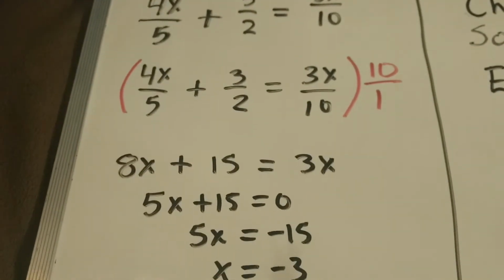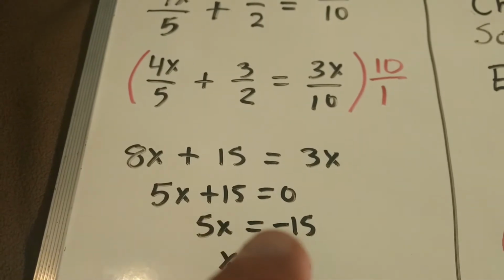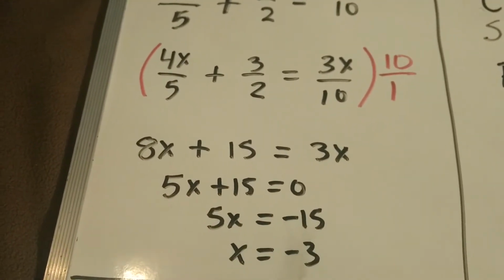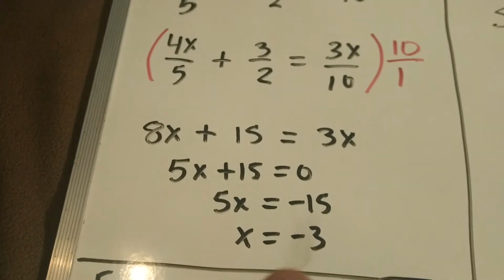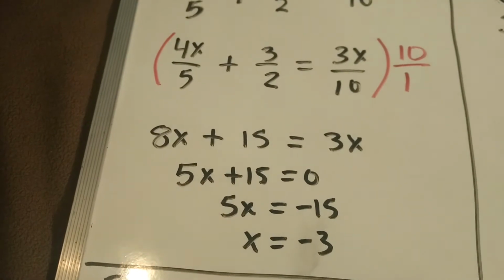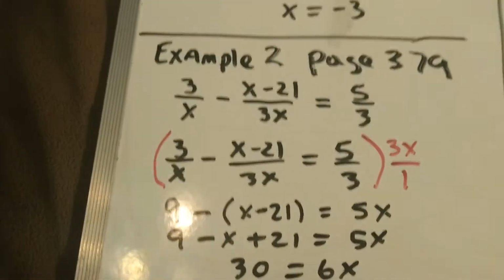Well, now we just solve it algebraically. I'm going to subtract this 3x over, so I got 5x plus 15 equals 0. Two-step algebra problem. Subtract the 15, divide by 5, x equals negative 3. And that makes sense.